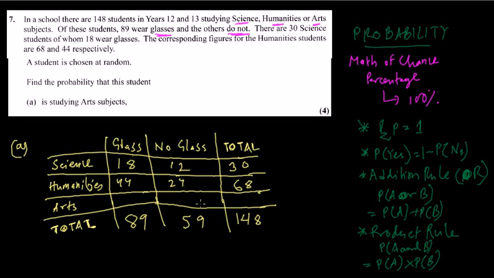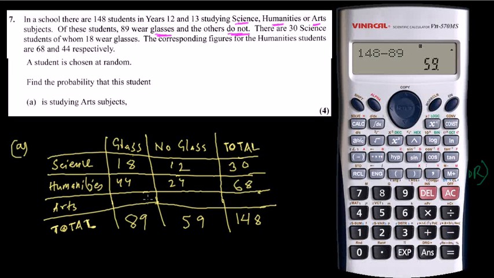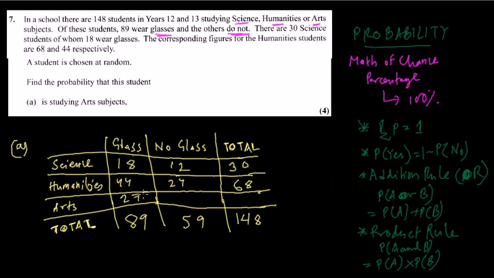Now we can calculate the arts very easily. First of all, if you know altogether there are 89 students who wear glasses, so if you subtract 18 and 44 from 89, that means there are 27 students in arts who wear glasses.